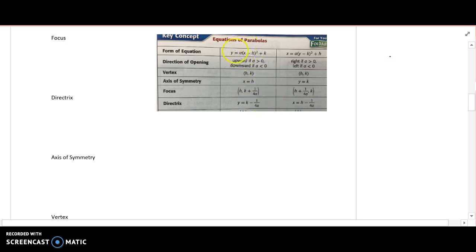But in this first column, if it is a y with an x squared, so x is the only variable that's squared, that means that the graph is either going to be opening up or it's going to be opening down, depending on if the number in front of the x squared is either positive or negative. So the parabola could go up or down depending on the a value.